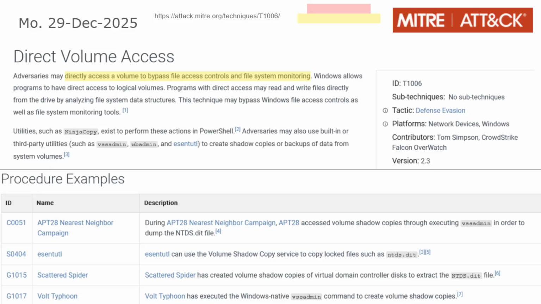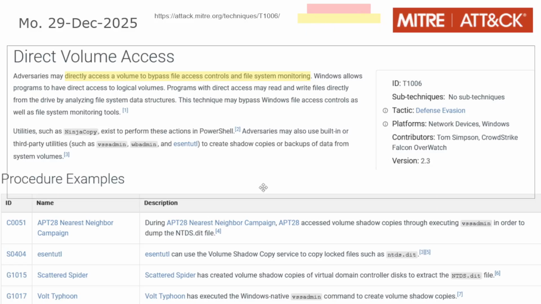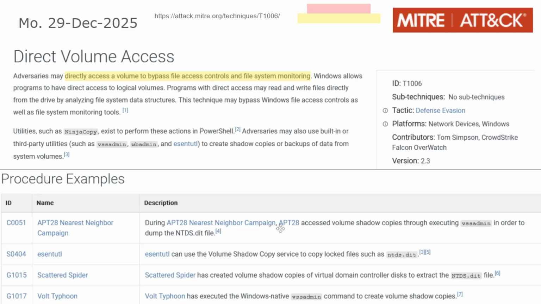So then let's take a look at the procedures. We have ATT&CK Nearest Neighbor, it's a campaign. Here we have campaigns, software and groups. So during the ATT&CK Nearest Neighbor campaign... why is APT29 not listed here as well if they are part of a campaign? I think it should be listed here, or maybe they avoided this to not having to repeat themselves, but yeah, okay.